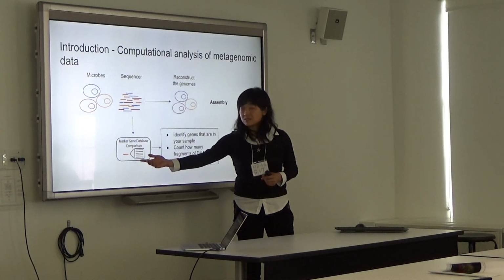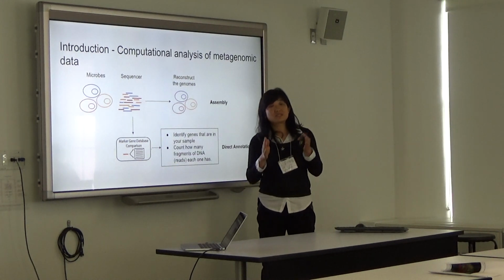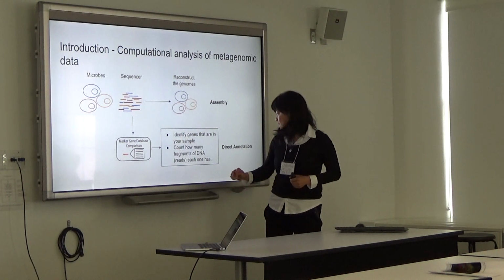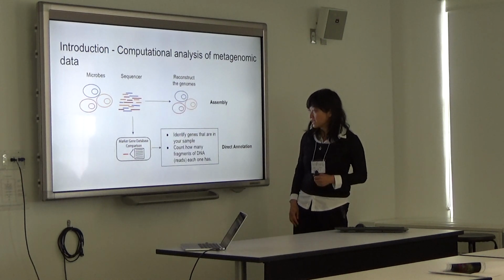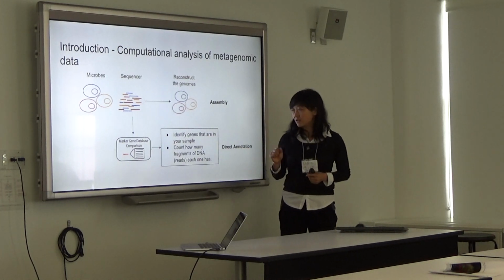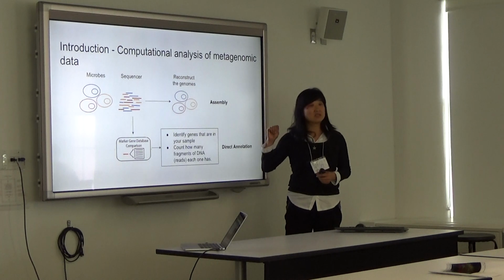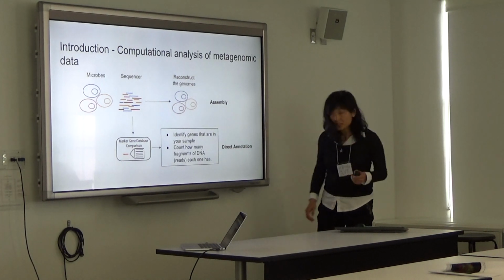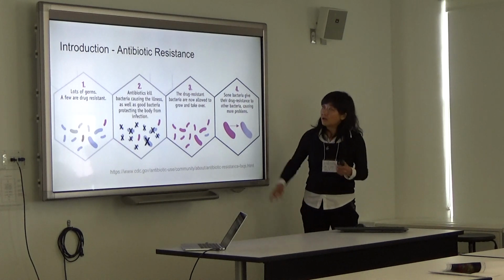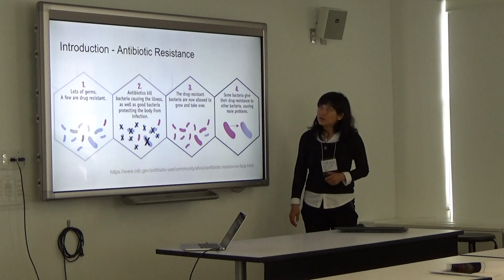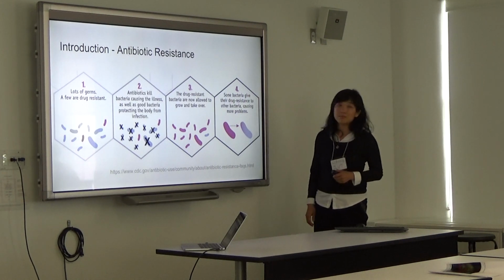So it's based on sequence. The bottom line is based on sequence similarities. So here, this is called direct annotation. You can identify things like what kind of genes are in your sample, and you can also count the abundance of those genes. Okay. So I will introduce its link or application to studying antibiotic resistance genes.